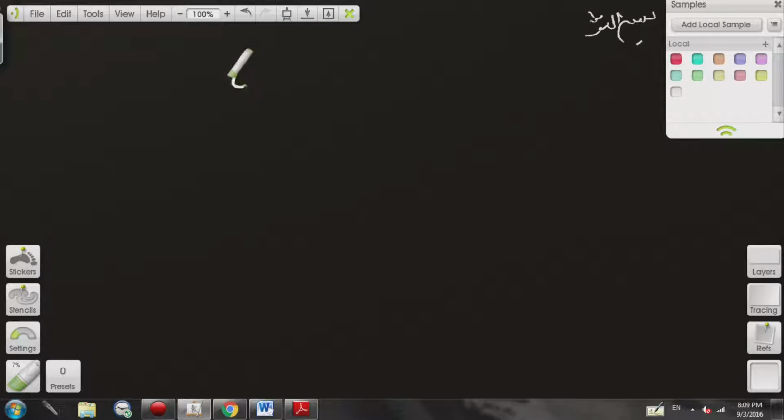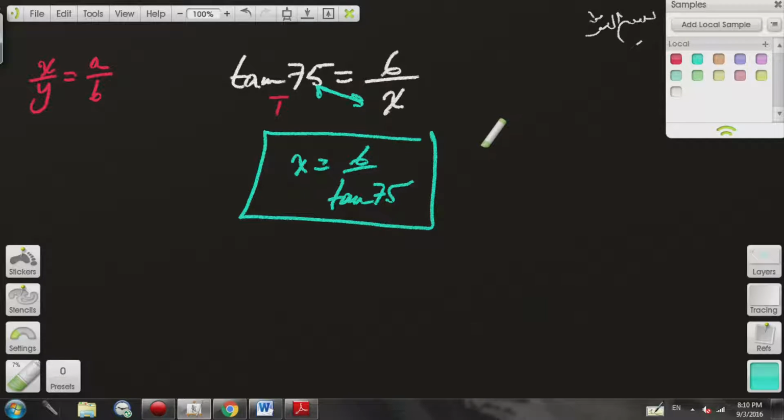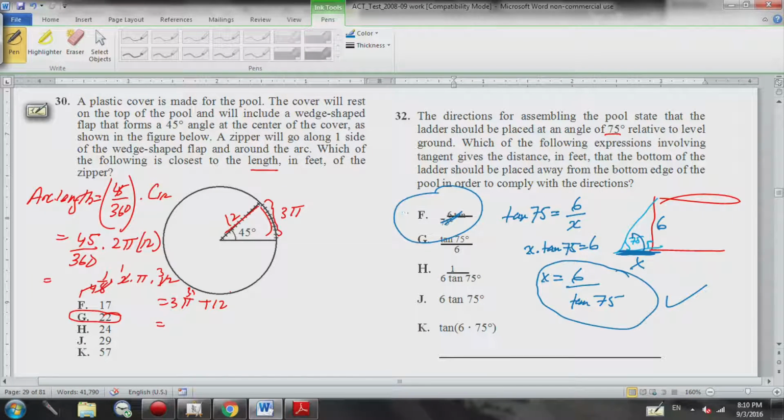Because we had tangent of 75 equals 6 over x. This is the same scenario, x over y equals a over b. To solve this, in my mind, I just switch these around. X equals 6 over tangent of 75, and that was the answer. So it saves you one step, and this is basic algebraic manipulation that you've got to know. So that's very important. So that's number 32.